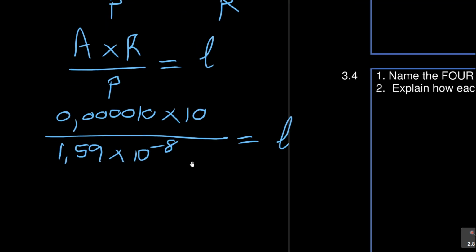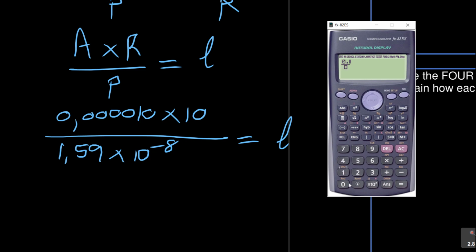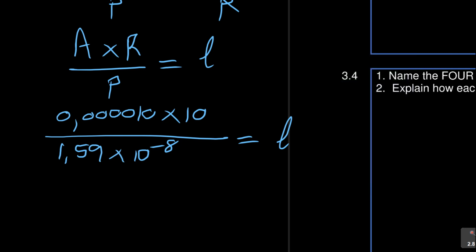Don't forget that particular length will be already in meters. So what you do is 0,1, 2, 3, 4, and 10 times 10 divided by 1,59 times 10 to the power of negative 8. Alright, equal to, there it is, 6289.308, I think, meters is the length of this conductor.